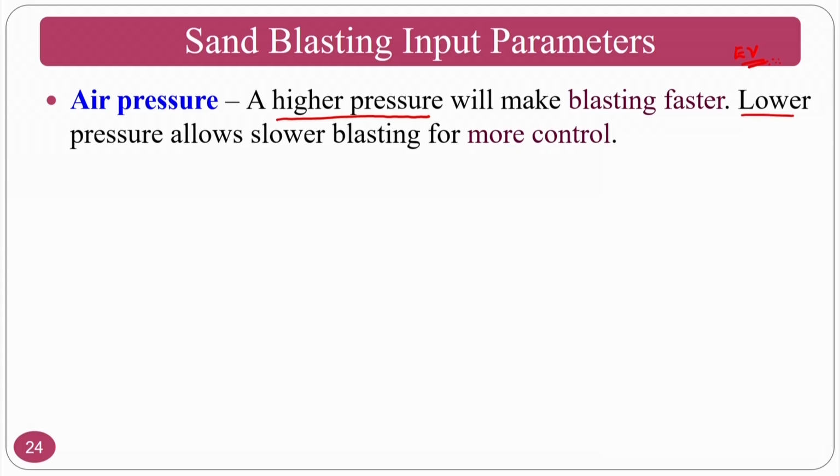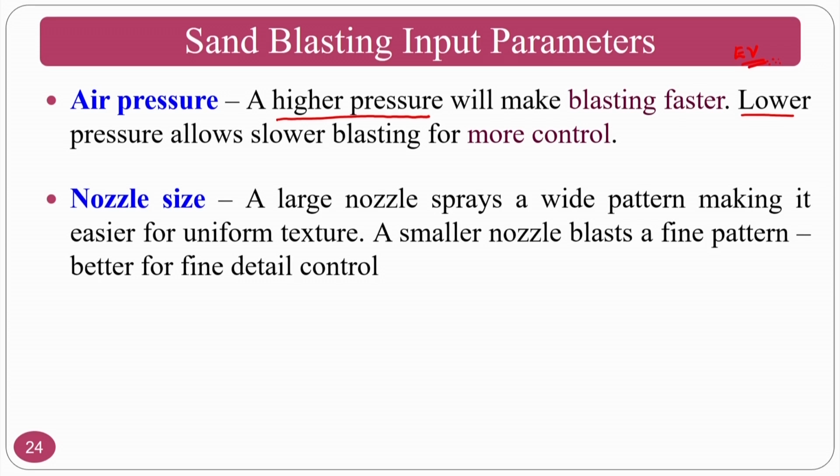If I want to remove more material from the surface, or if I want to delaminate a particular layer, then you have to go for higher air pressures. If you want a controlled surface, then you have to go for medium or low levels of air pressure. Next, the nozzle size: a larger nozzle sprays a wide pattern, making it easier to get a uniform texture.